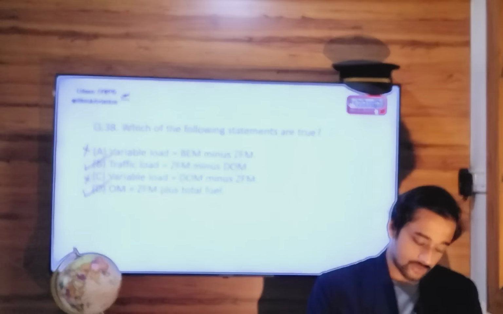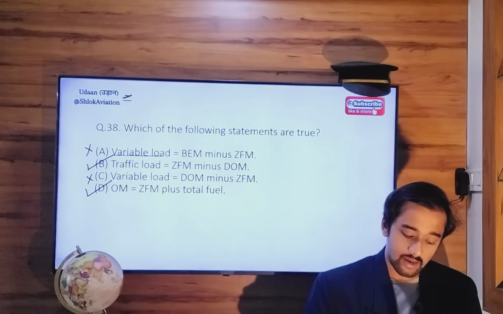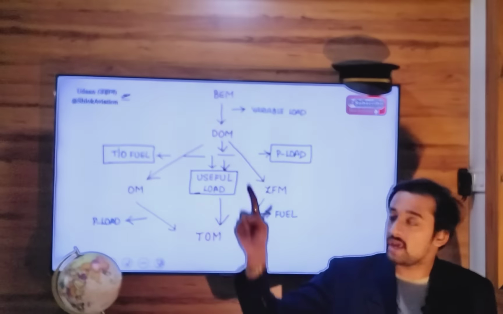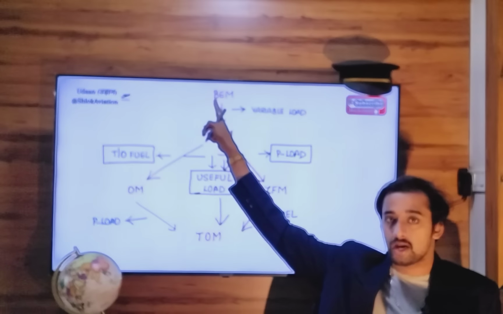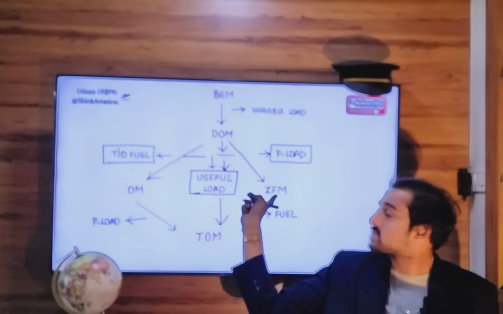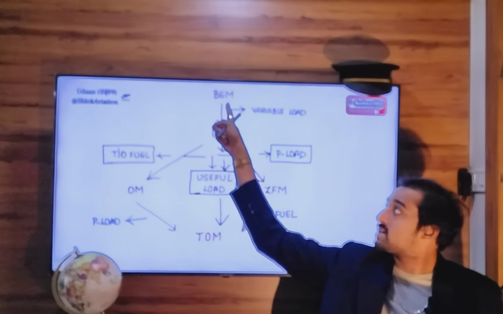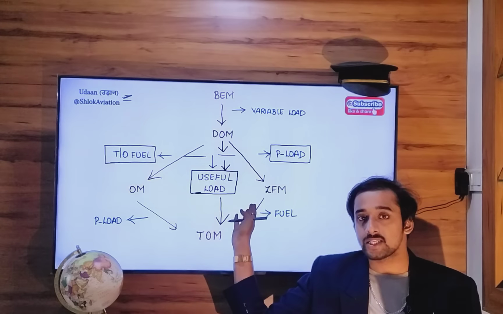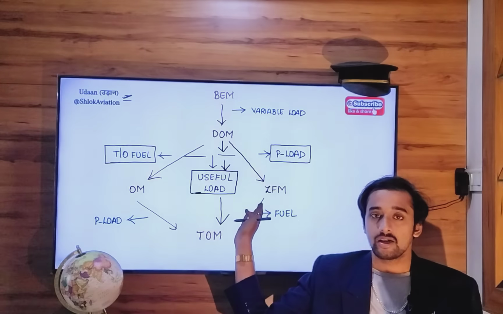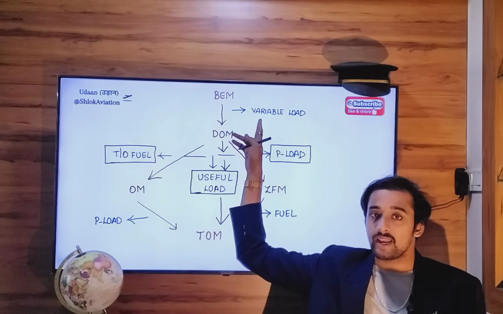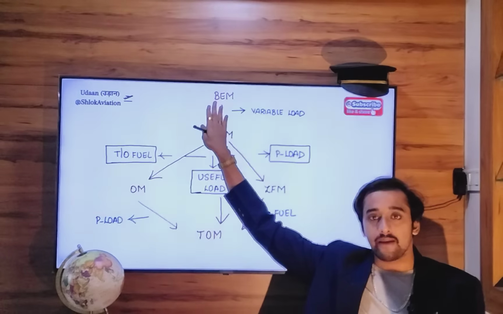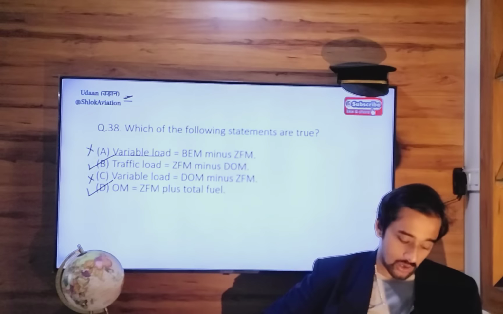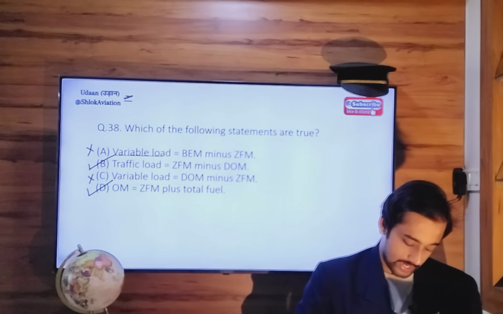So in this question, the first statement says variable load is basic empty mass minus zero fuel mass. See, variable load is here, basic empty mass is here, and zero fuel mass is here. So there is no direct relation between basic empty mass and zero fuel mass. By subtracting basic empty mass from zero fuel mass, you won't be getting variable load. To get variable load, you have to subtract basic empty mass from DOM. And the next, traffic load is zero fuel mass minus DOM, which is correct.